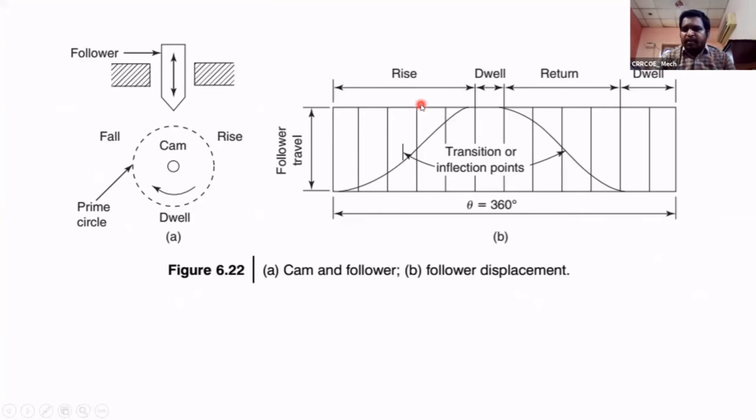Here we have three cases: rise, return, and dwell period. In the rise period, the follower is rising to a certain distance. Return means the follower comes back to the return position. And dwell period means there is no movement in the follower.